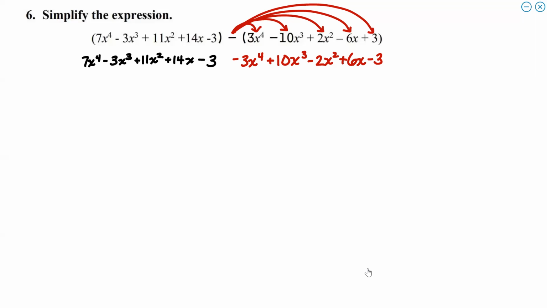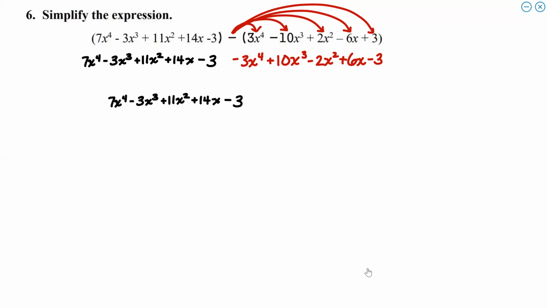We've got two different methods that we can use here. We can either use the horizontal method or we can do the vertical method. Which way do you guys prefer? Vertical. So when I go to use the vertical method, I'm going to take this first polynomial here, and I'm going to recopy it exactly as I see it.